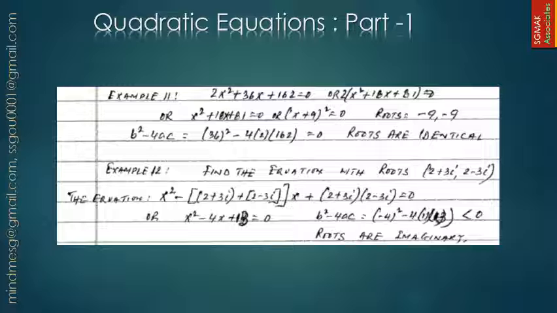Example 12, find the equation whose roots are 2 plus 3i and 2 minus 3i. Imaginary roots always occur in pairs. So if the roots are given, the equation is simply x squared minus sum of the roots times x plus the product of the roots. So in this case, it will be x squared minus the sum of the roots, 2 plus 3i plus 2 minus 3i, times x plus the product of 2 plus 3i and 2 minus 3i. So that gives you x squared minus 4x plus 13 equals 0. And then you can just validate b squared minus 4ac is negative, so roots are imaginary.